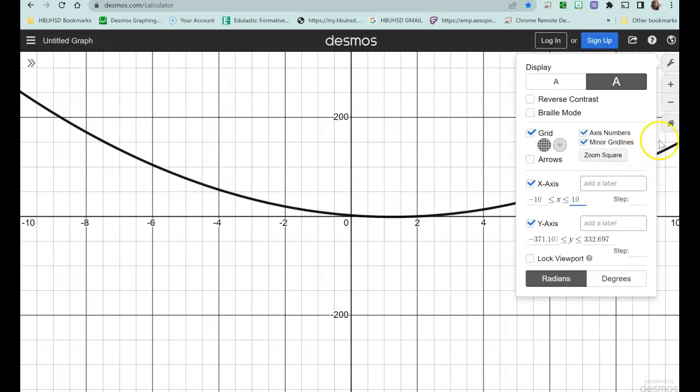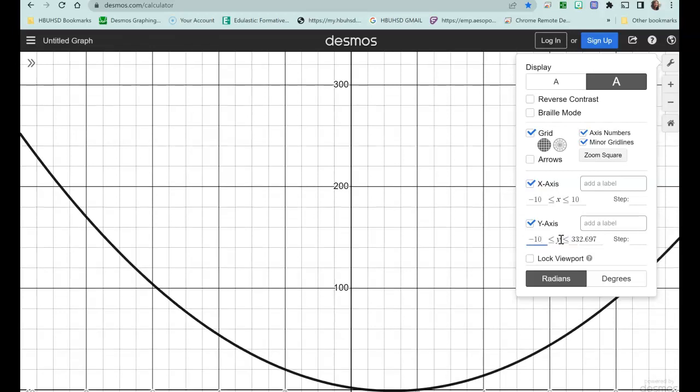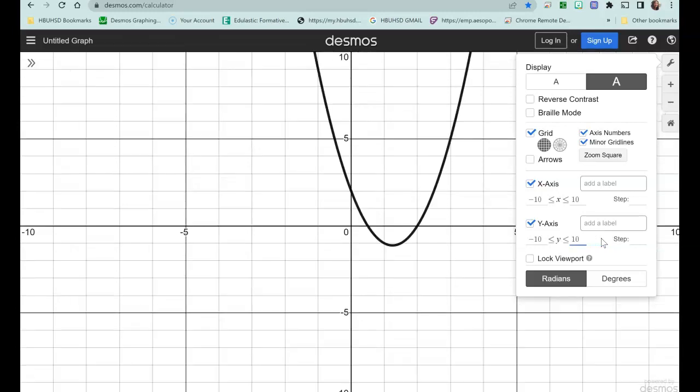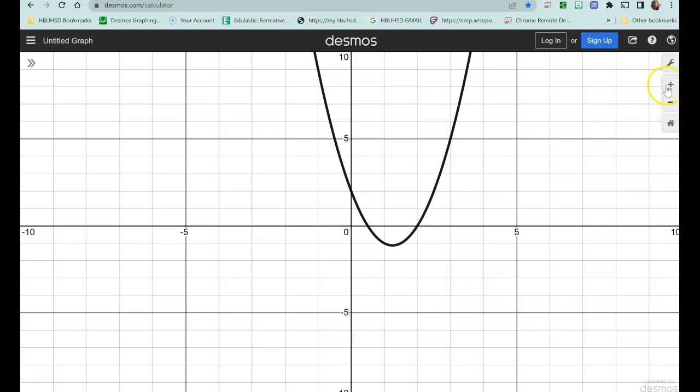You can also click the minus and plus sign. Now, I'm in the minus 300. I probably don't need that much. I'm going to start with negative 10. I'm in the positive 300 for y, so I'm going to get just 10. Is that better? Yeah, perfect. You can always manually type in or just do a plus or minus here.